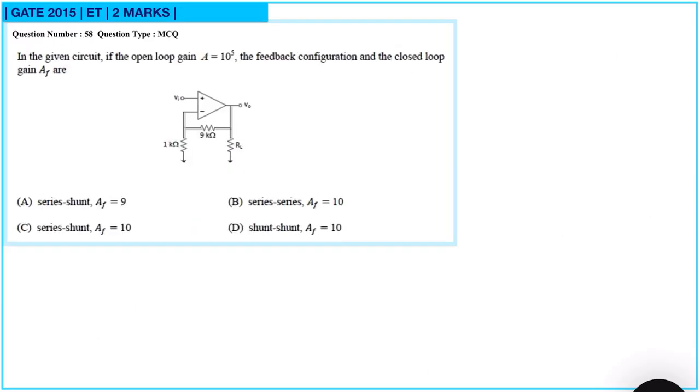Next question. In the given circuit, if the open loop gain A is equal to 10 raised to 5, the feedback configuration and the closed loop gain AF are what we have to find out for this case. Now here the input is given to the non-inverting terminal. So this is a non-inverting amplifier.